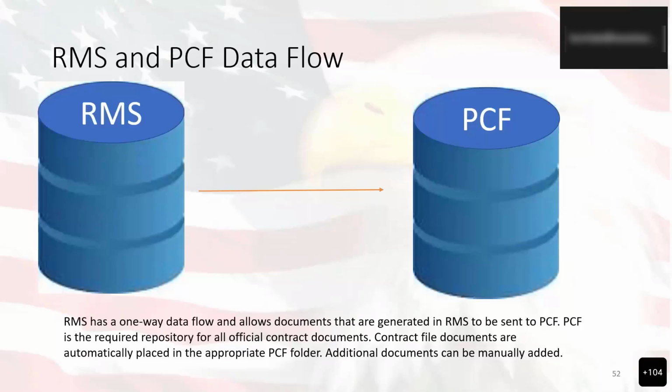Now, the way the RMS PCF data flow works is that RMS has a one-way data flow and allows documents that are generated in RMS, so the documents that are generated in RMS over here, to be sent over here to PCF. PCF is the required repository for all official contract documents. Contract file documents are automatically placed in the appropriate PCF folder, and those folders are often referred to as cabinets on the PCF side. Additional documents can be manually added if needed as well.